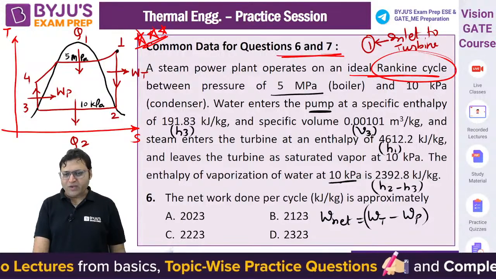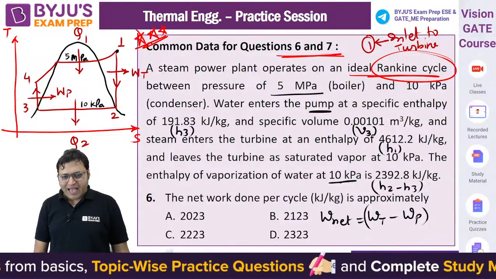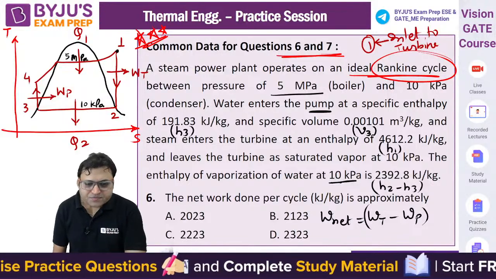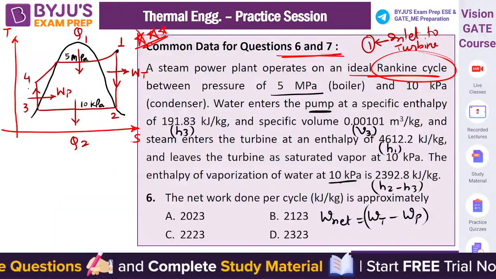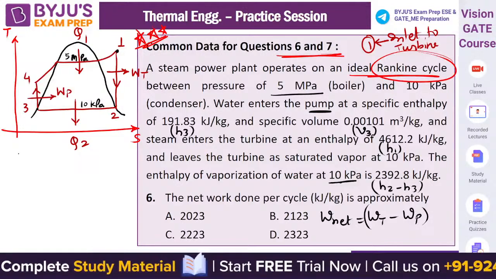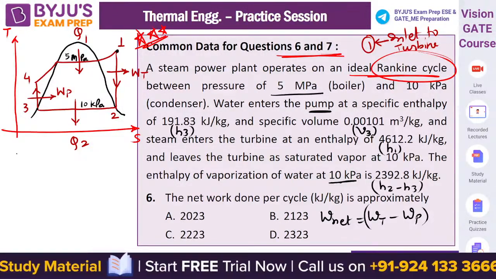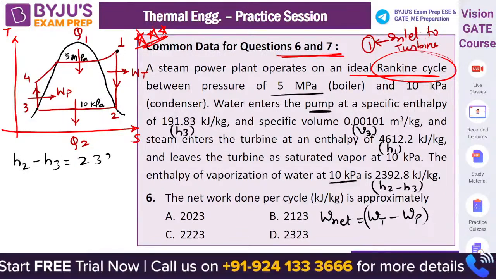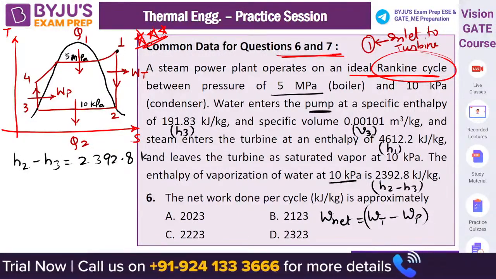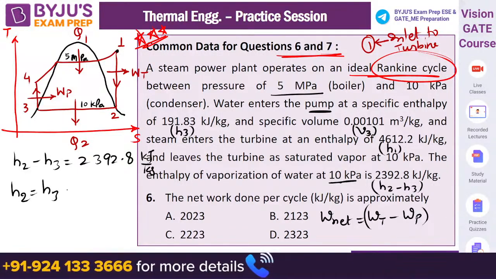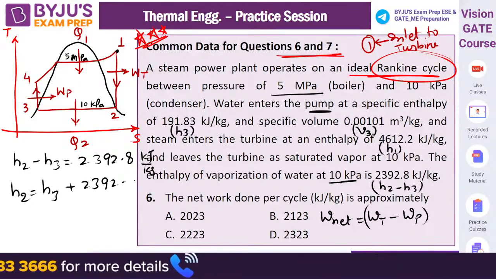H1 is known to us, H2 is unknown, H3 is known. So H2 can be calculated from here. Let us first calculate all the specific enthalpy at each and every point. Can we say H2 minus H3 is equal to 2392.8 kilojoule per kg? Then what is H2? That is H3 plus 2392.8.